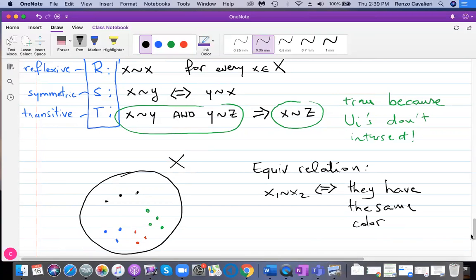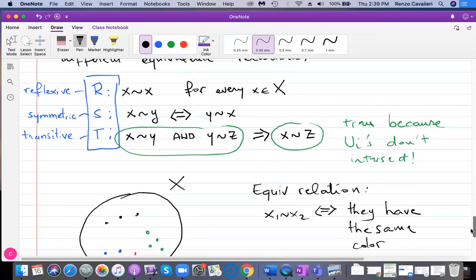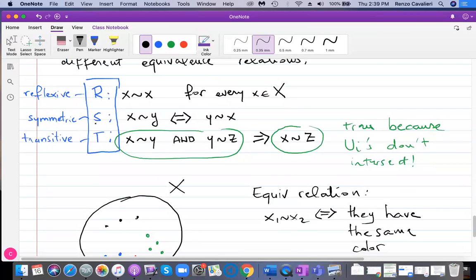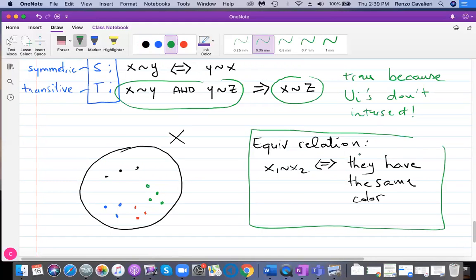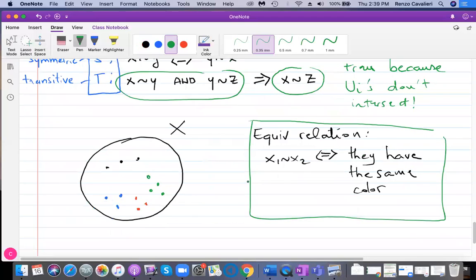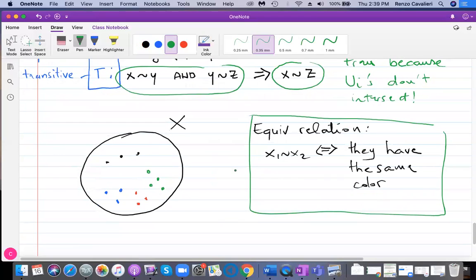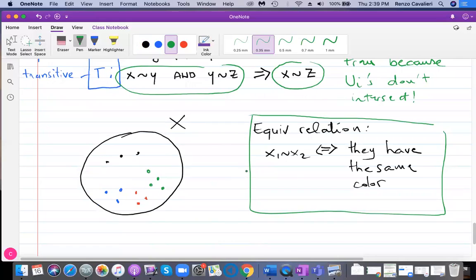Again, you can spend a little bit of time later to convince yourself that the three axioms are satisfied: reflexive, symmetric, and transitive. But this equivalence relation gives me a natural way to create a partition of X. Namely, I'm going to subdivide X into precisely the subsets of elements that have the same color.